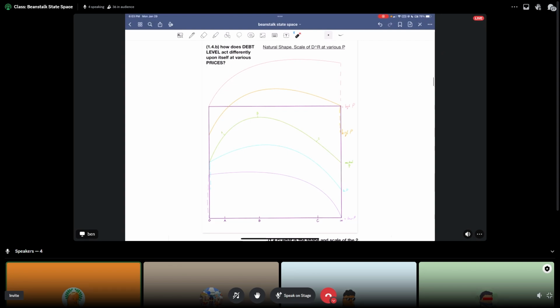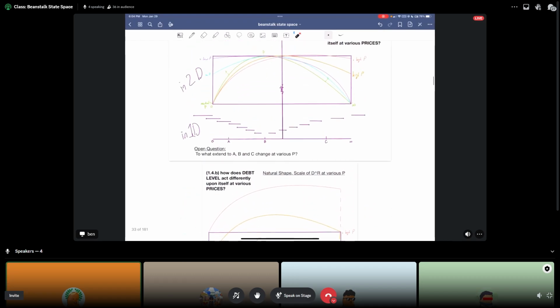What does this look like stretched out? Something like this. So you can see again, at low prices, it's much easier for the debt level to increase, and at high prices, it's much easier for the debt level to decrease.